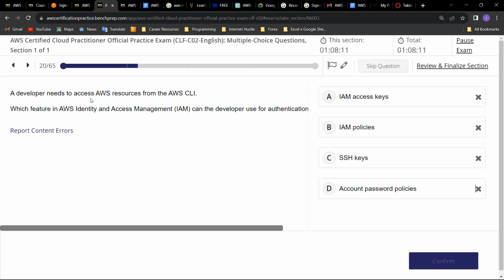A developer needs to access AWS resources from the AWS CLI. Which feature in AWS IAM can the developer use for authentication? So he's accessing resources from the AWS CLI. Which feature of IAM can the developer use for authentication?